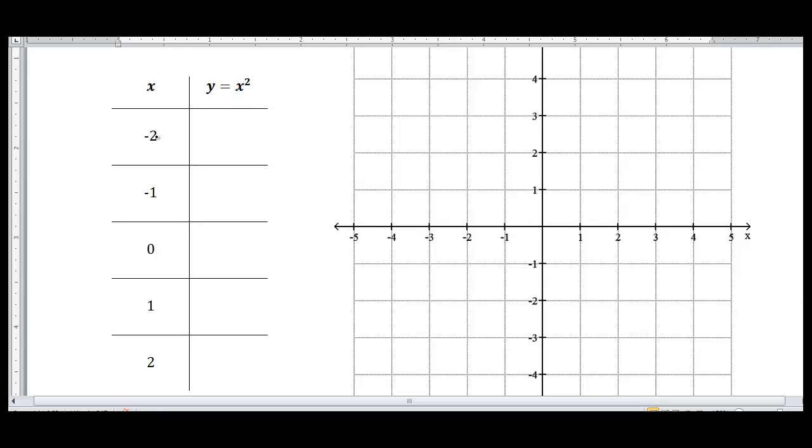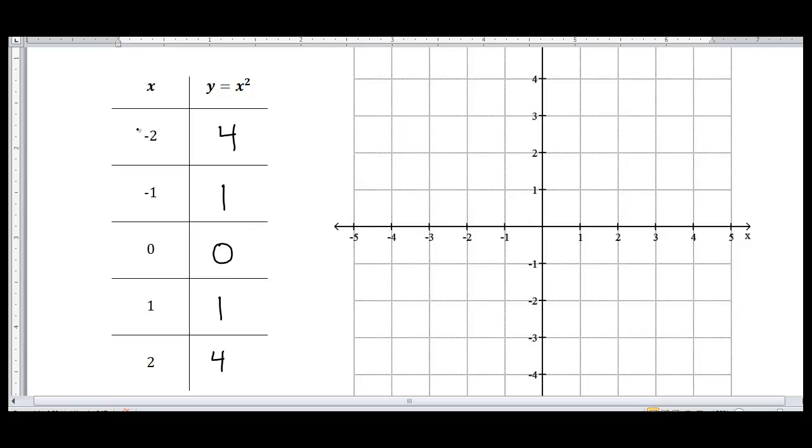I'm going to plug in -2 for x. All I have to do is square it, and then it'll give me what y equals. Remember, when you square something, you multiply it by itself. So -2 squared will give us a +4. -1 squared will give me a +1. 0 squared will give me a 0. 1 squared will give me a 1. And 2 squared will give me a 4. That means I have 5 ordered pairs.